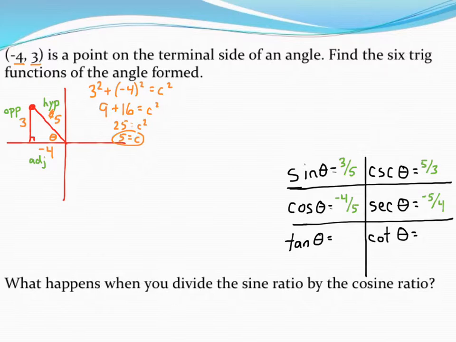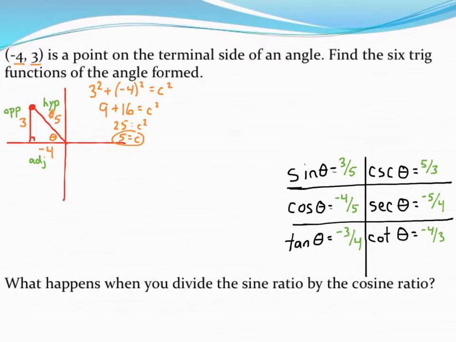And then finally, tangent is the opposite over the adjacent. So again, I'm going to leave the negative just in the top, so -3/4. And then the reciprocal of that for the cotangent would be -4/3. So the exact same thing we've done in the past, other than we have negatives now as answers.